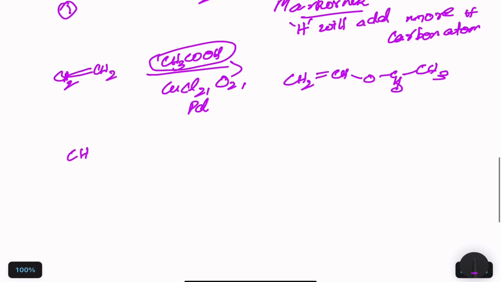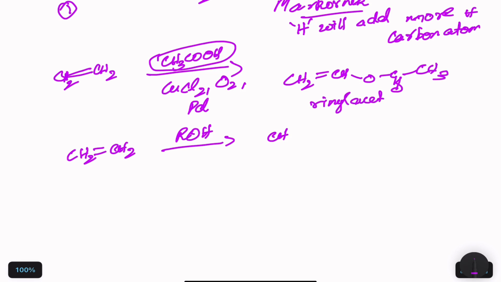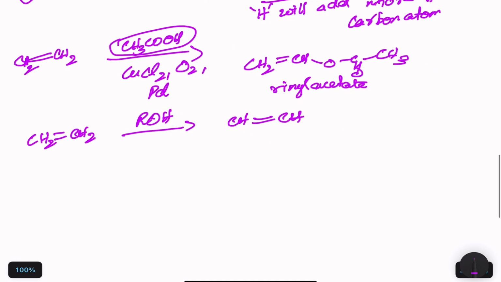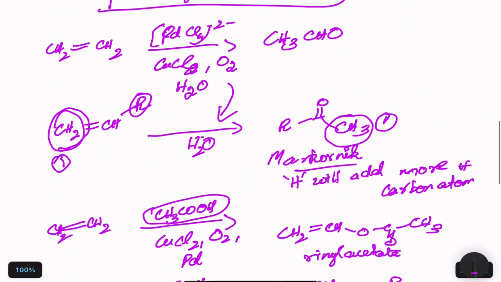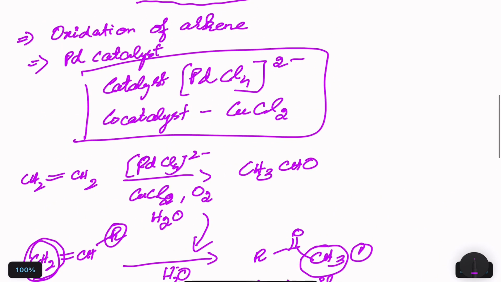Okay. Similarly, consider you are reacting with alcohol instead of acetic acid. You are reacting with alcohol. So this is vinyl acetate. Vinyl acetate is formed. Then here what will be formed is vinyl ether. Okay. So these are a few reactions you have to understand. These are the reactions happening with this palladium catalyst.